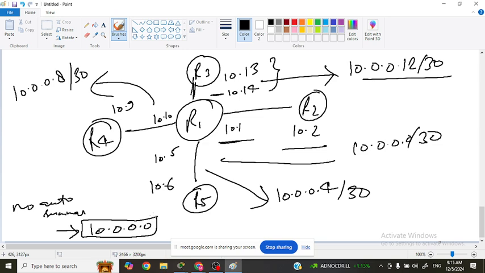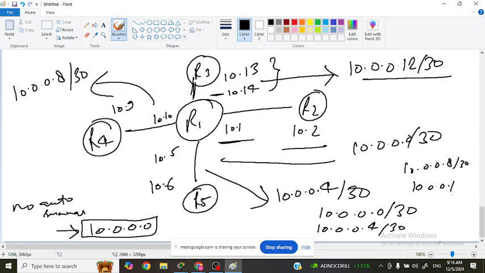If summarization is enabled, and if we do the no auto summary command, then what will it do? It will give the networks 10.0.0.0/30, another 10.0.0.4/30, another 10.0.0.8/30, another 10.0.0.12/30. These four are different networks. So if we enable the command no auto summary, R1 will advertise R2, R4, R5, R3, all four networks. Otherwise, it will share only 10.0.0.0, because they are part of this one.